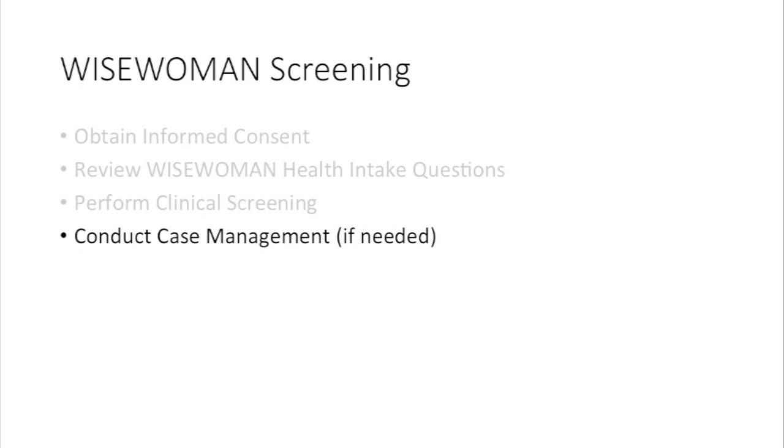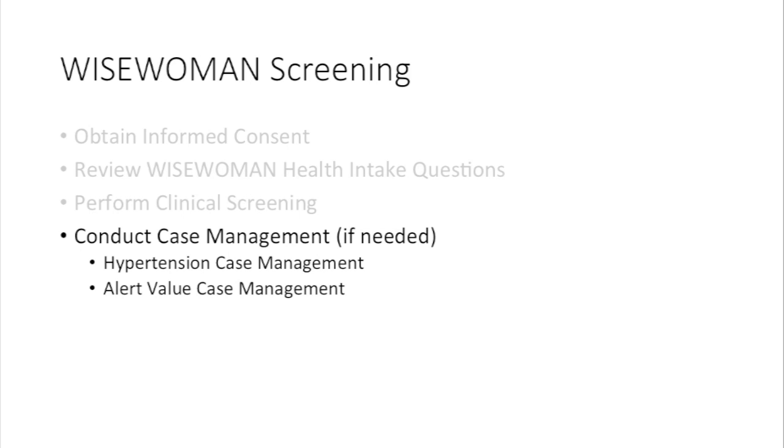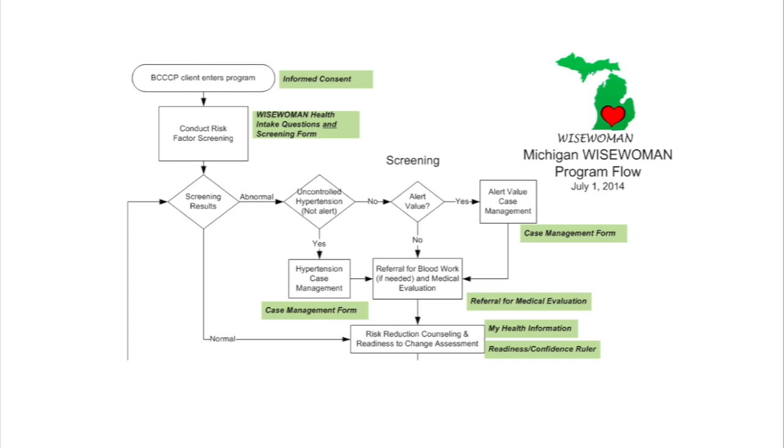And there are two types of case management we'll be looking at today: hypertension case management and alert value case management. So let's dive right into it. The first thing we're going to look at is the hypertension case management, and for that we'll use the case management form. It's the same form we'll use for alert value, but we've set it up so that you can use it for either one.